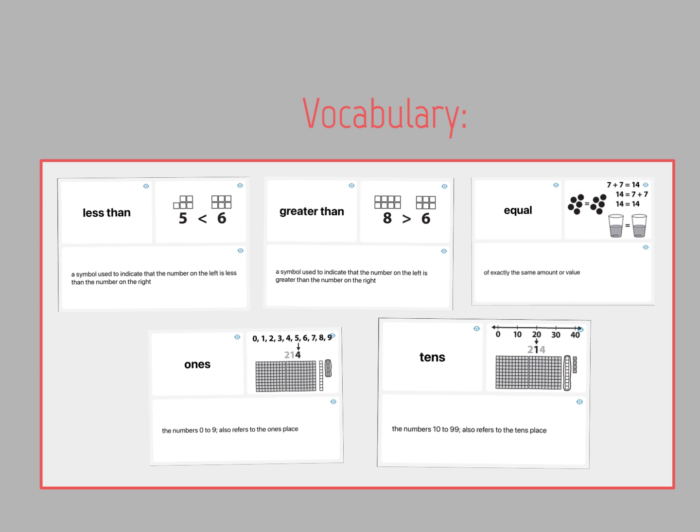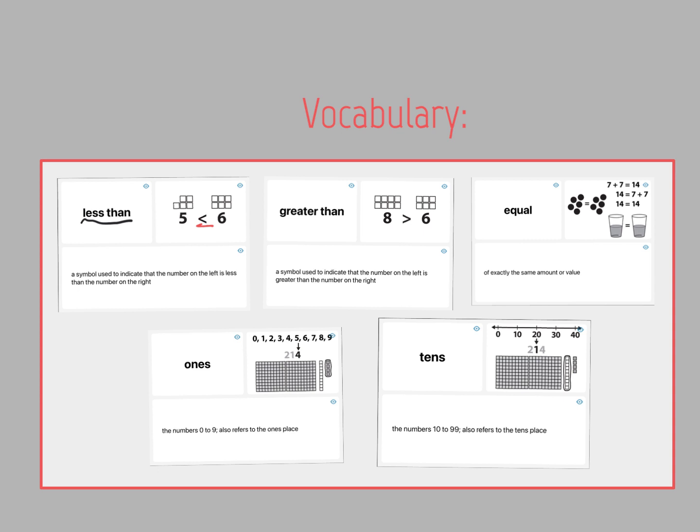So, our vocab that we're learning about and focusing on today is here as shown. Our first is less than. Less than means a symbol used to indicate that the number on the left is less than the number on the right. We see that 5 and 6 are the two numbers given, and we know that 5 is smaller than 6, so we would say 5 is less than 6.